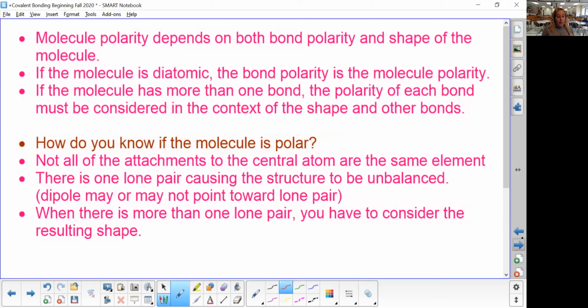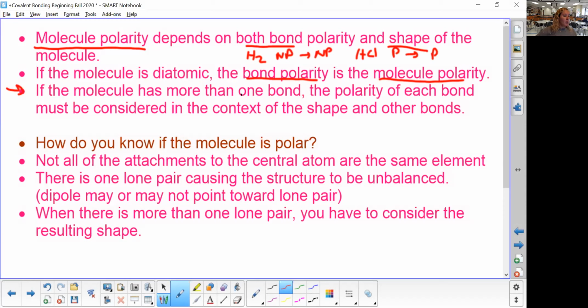Understanding this idea of bond polarity leads us to the idea of molecular polarity, the whole molecule. The polarity of the whole molecule depends on both bond polarity and the shape. So that's why we've covered shape along with bond polarity. If the molecule is diatomic, the bond polarity is the molecule polarity. Like that H2, you had a nonpolar bond, so the molecule is nonpolar. When we had the HCl, the bond was polar, so the molecule is polar, because that's the only thing you can base it off of.